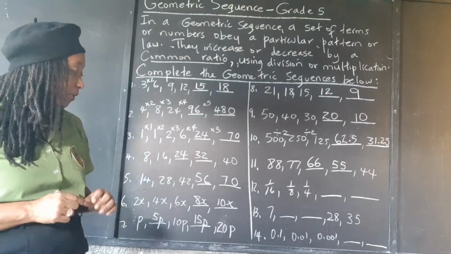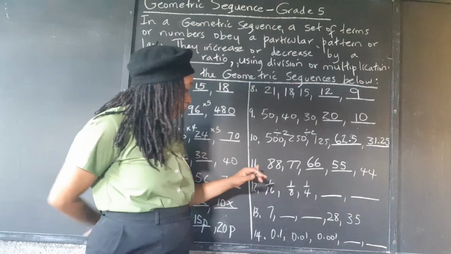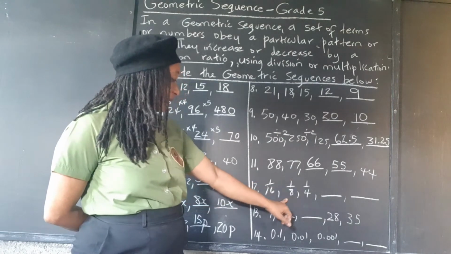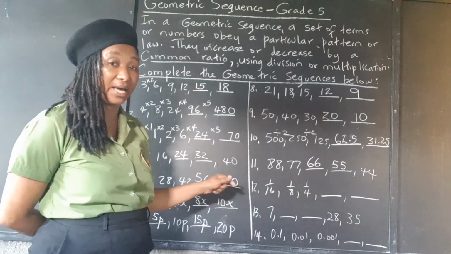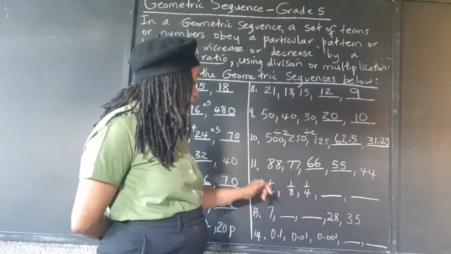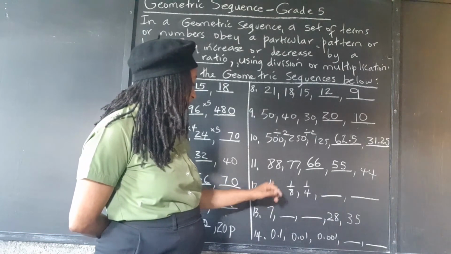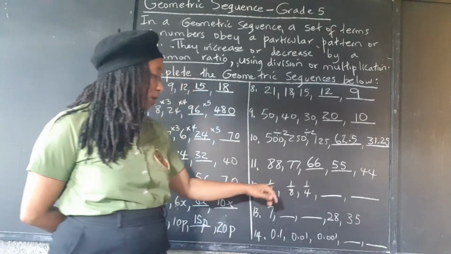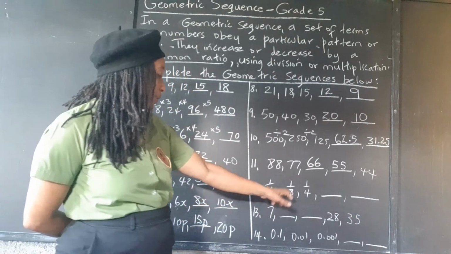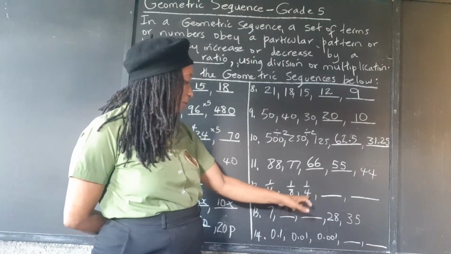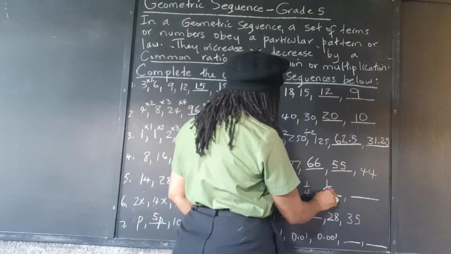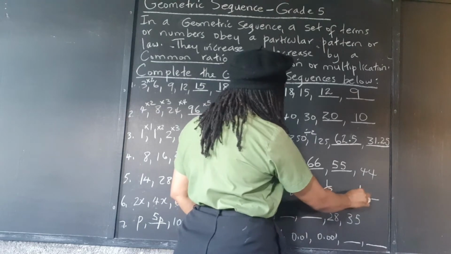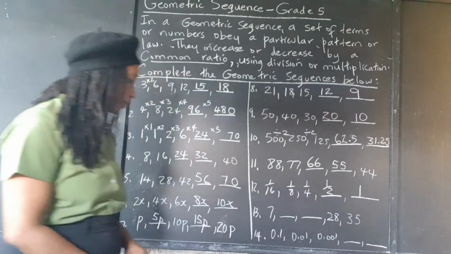Now what are they doing at number 12? From 1/16 to 1/8 to a quarter, they're actually multiplying by 2. If we multiply 1/16 by 2, we get 1/8. Multiply 1/8 by 2, we get a quarter. And if we multiply a quarter by 2, we get a half. And a half times 2, we get 1.